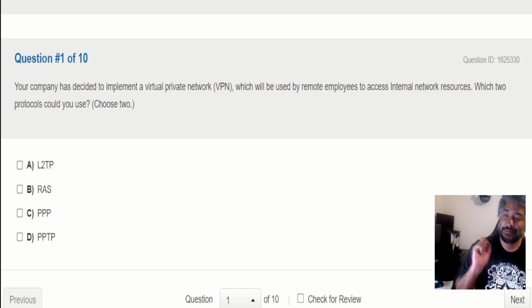The key here, tunneling protocol. So layer 2 tunneling protocol and point-to-point tunneling protocol are going to be the connection for networks, especially over a broadband connection. So that is going to be our answer there.